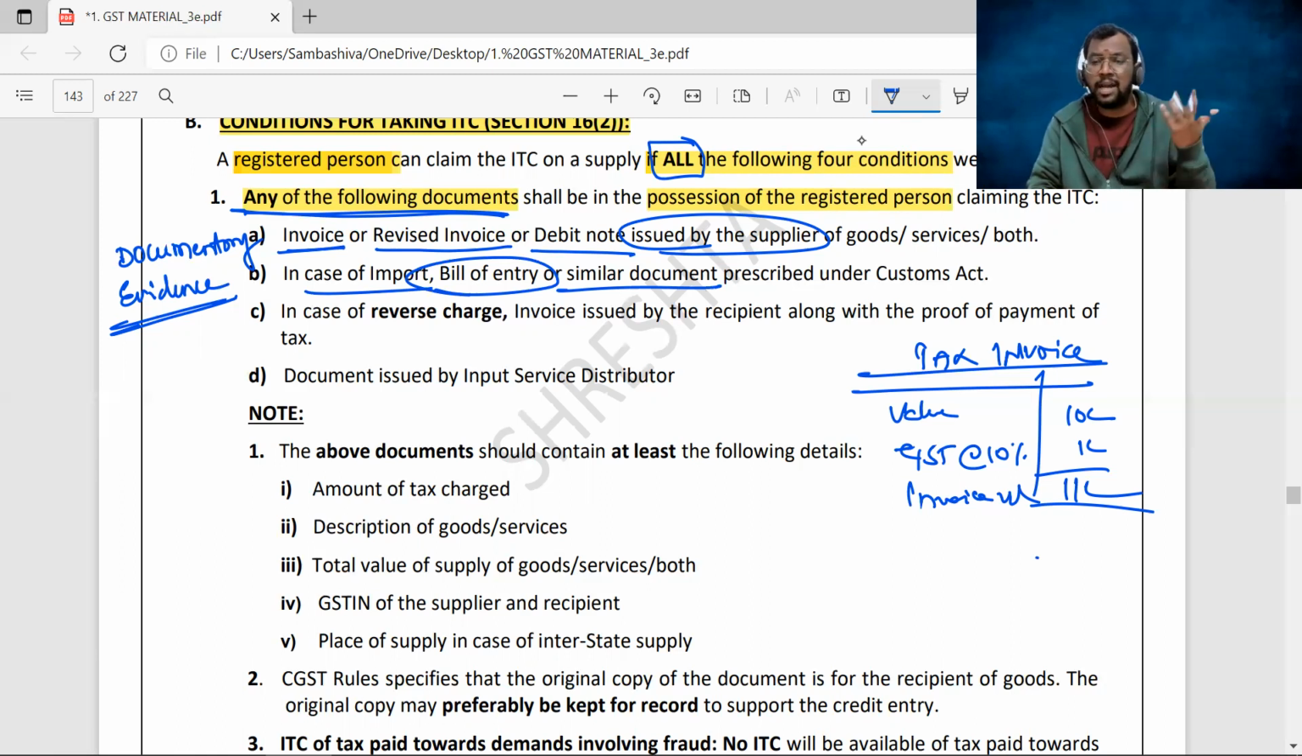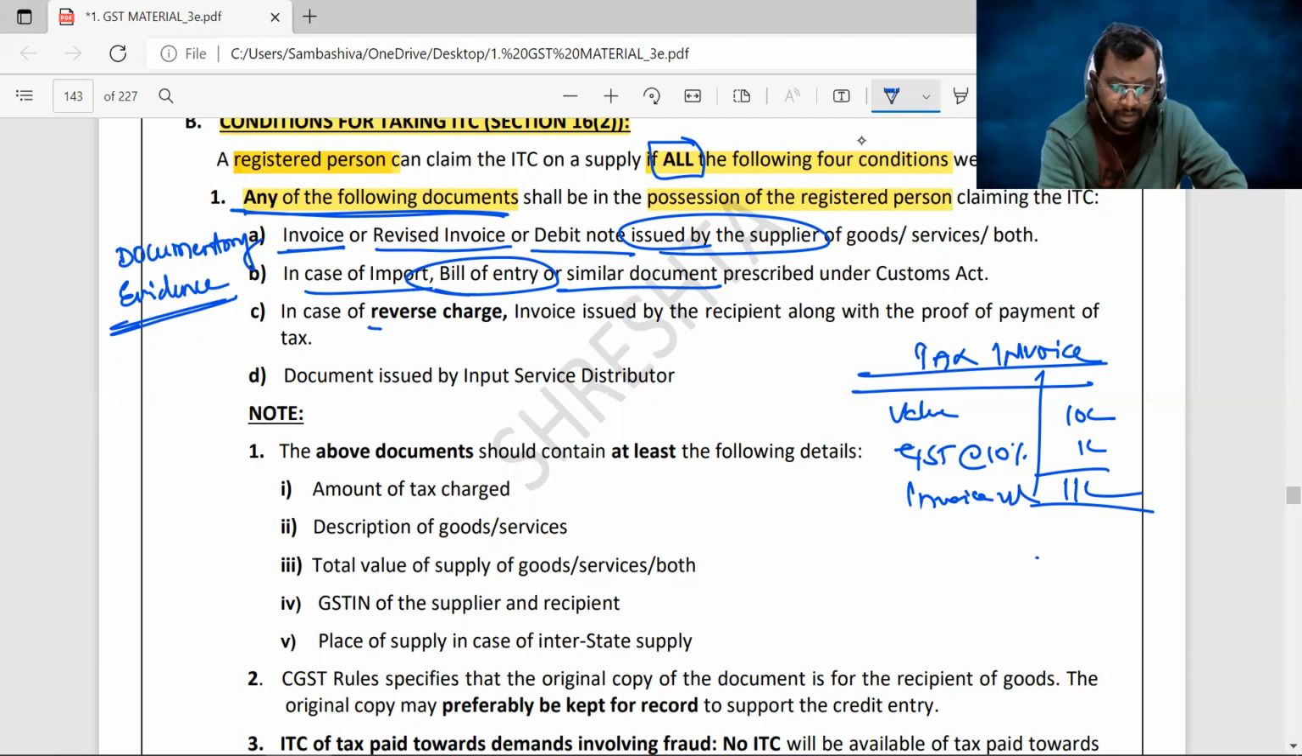If a registered taxable person issues it, it is called a tax invoice. If a composition taxpayer issues it, it is called a bill of supply. In the case of imports, it is called a bill of entry. So there are different names in different circumstances. In the case of imports, you pay IGST, and you can claim input tax credit on that IGST, but only on producing the bill of entry as evidence.